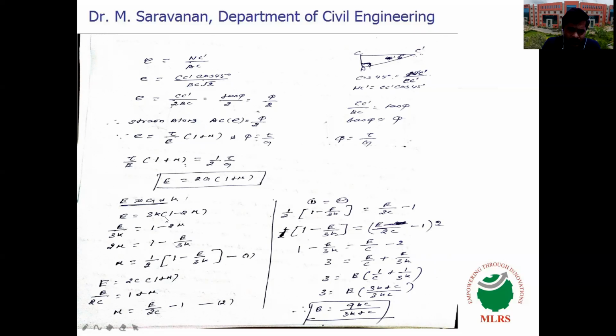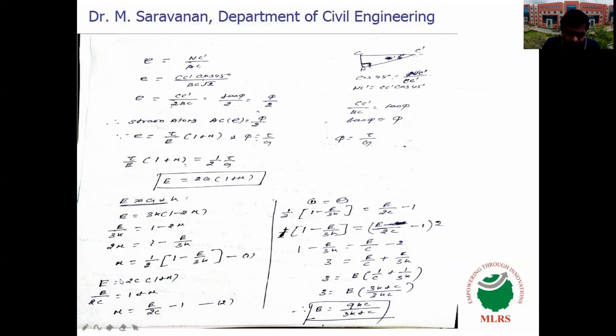So you know E is equal to 3K into 1 minus 2 mu. Therefore E divided by 3K will be equal to 1 minus 2 mu. So 2 mu, if it comes to this side, negative becomes positive: 2 mu is equal to 1 minus E by 3K. So here mu is equal to 1 by 2 into 1 minus E by 3K. This is equation 1. And you know E is equal to 2C into 1 plus mu, or 2G into 1 plus mu.